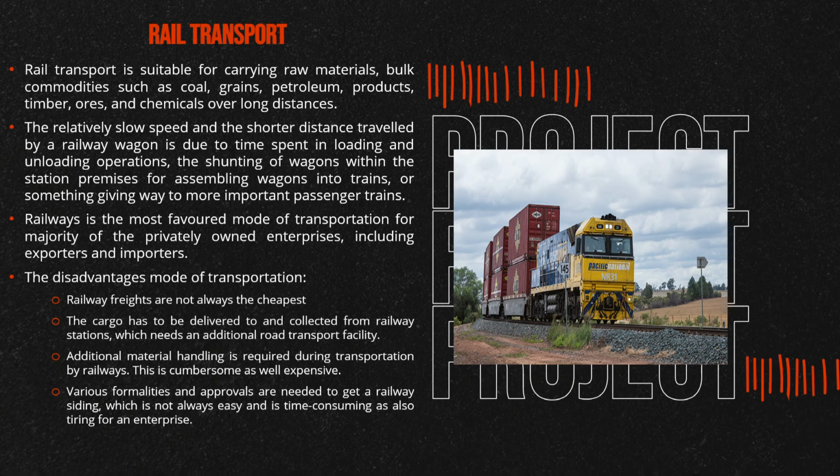Railways is the most favored mode of transportation for the majority of privately owned enterprises, including exporters and importers. However, the disadvantages of this mode are that railway freight is not always the cheapest, and the cargo has to be delivered to and collected from the railway station, which needs an additional road transport facility. Additional material handling is required during transportation by railways, which is cumbersome as well as expensive. Various formalities and approvals are needed to get a railway siding, which is not always easy and is time consuming as well as tiring for an enterprise.